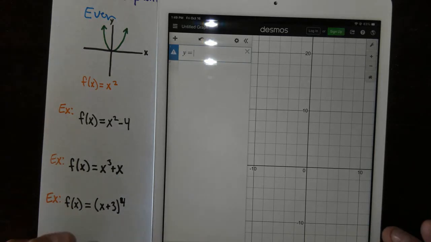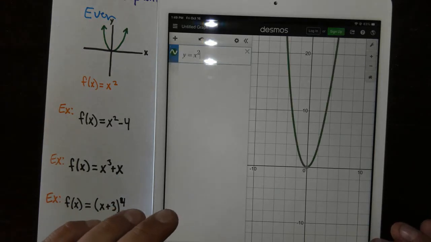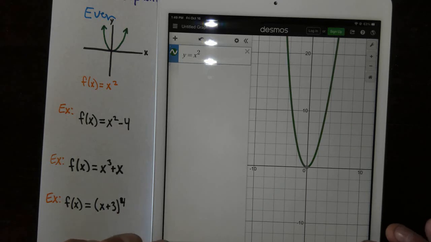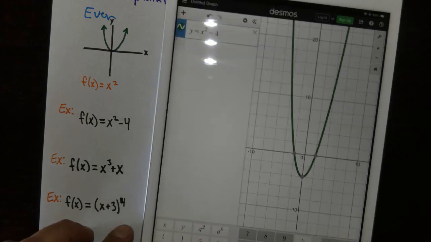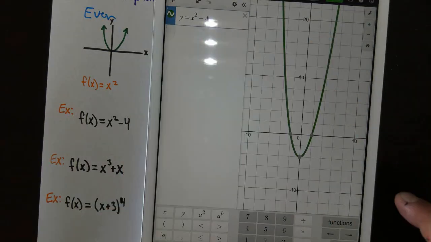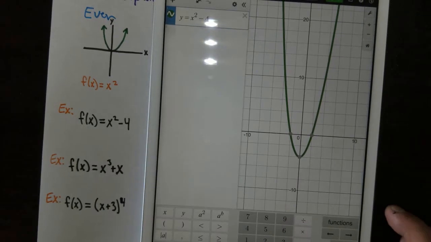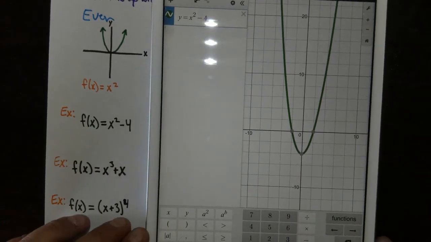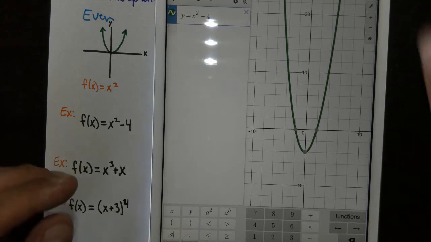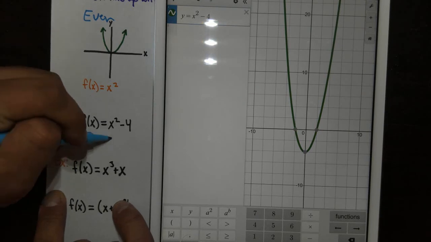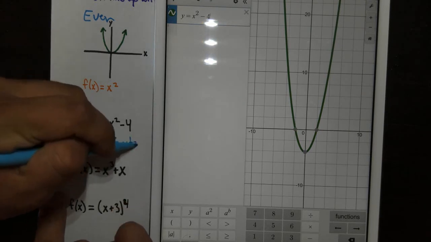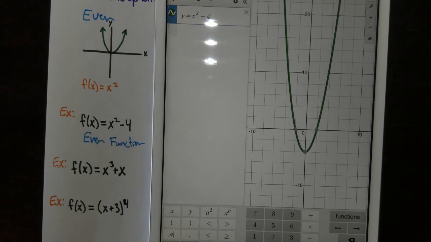So here we have, I'm just going to use y, that's okay. y equals x squared minus 4. And as we can see, my axes are here and here. This function right here, it looks like it is symmetrical about the y-axis. So therefore, it is an even function. Let's take a look at another one.